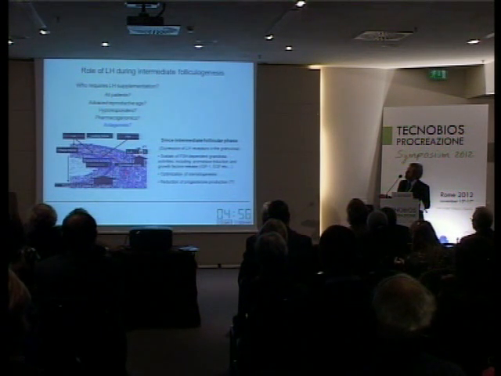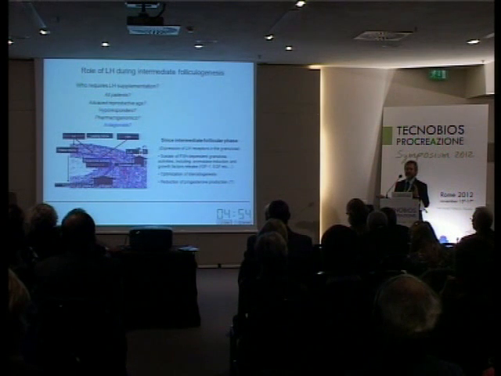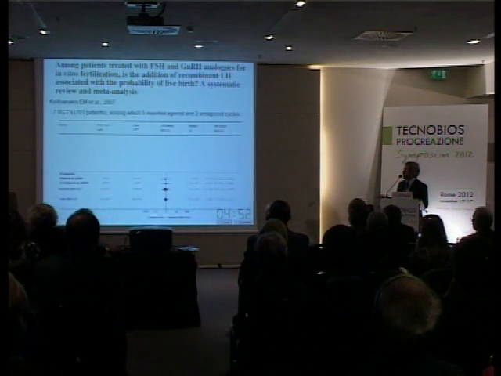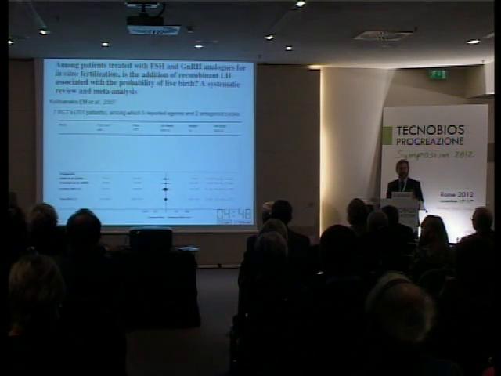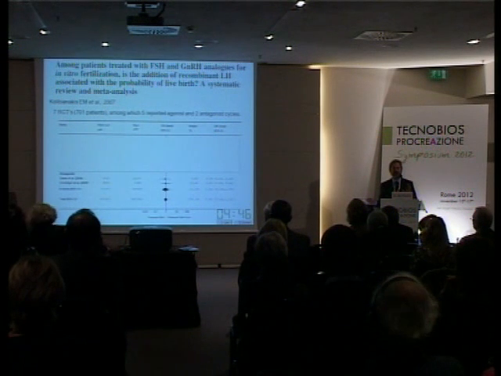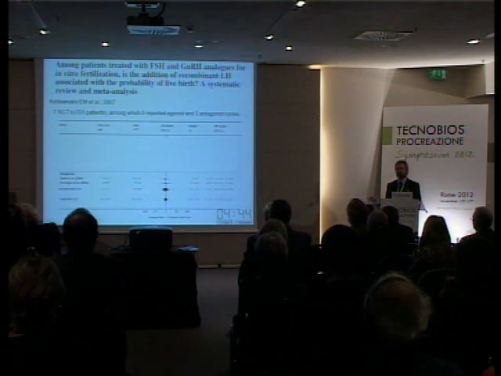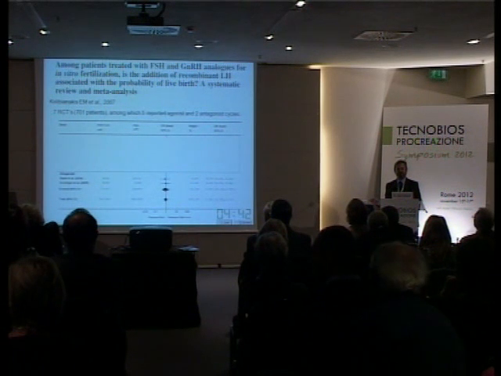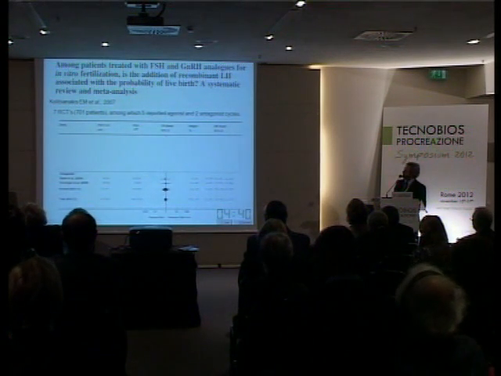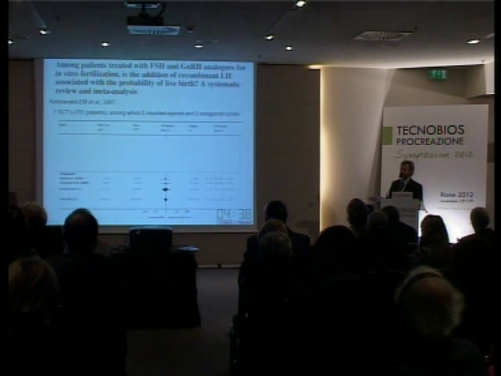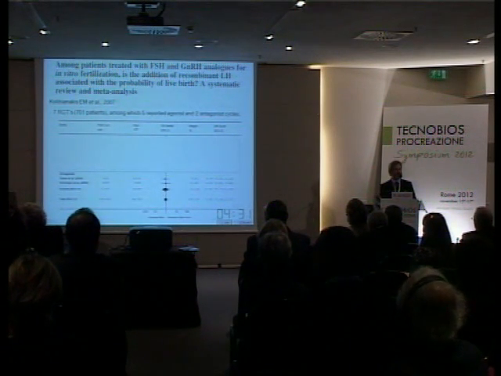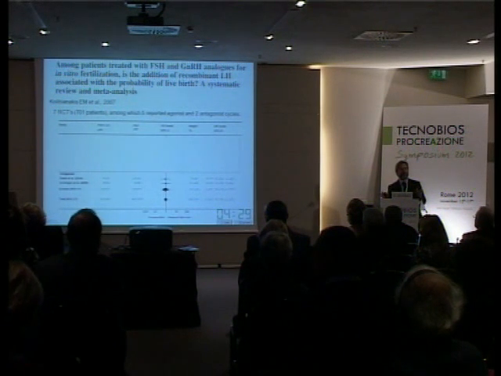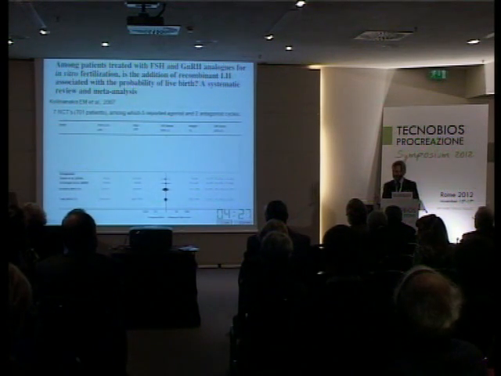So just a few words about antagonists. Let us consider that until 2007, there was no evidence that adding recombinant LH in antagonist cycles could increase the pregnancy rate. These are historical studies in the meta-analysis of Griesinger. So at that time, the evidence was that adding LH activity in an antagonist cycle does not increase pregnancy rate.